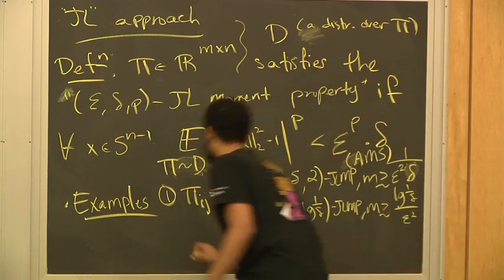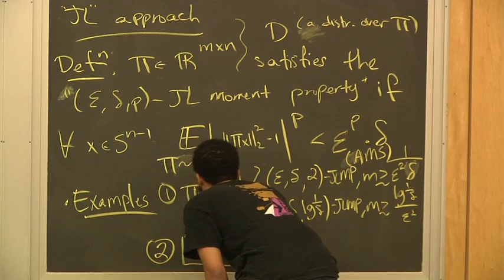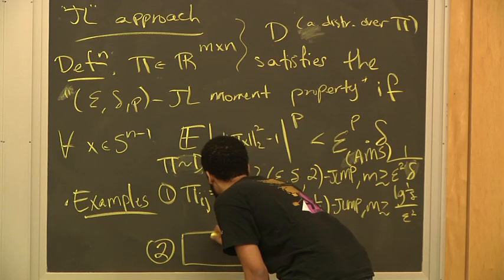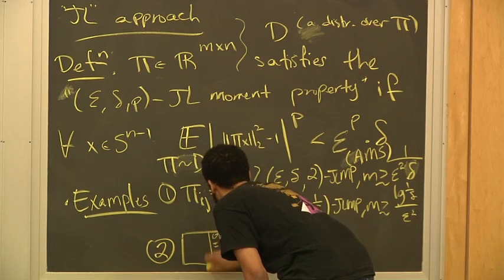Another example is the matrix from problem set 1, problem 4, I believe, where each column had a random sign in one location and zeros everywhere else.